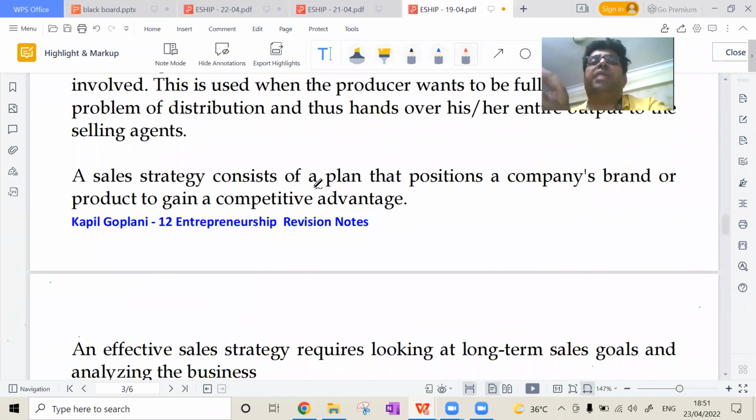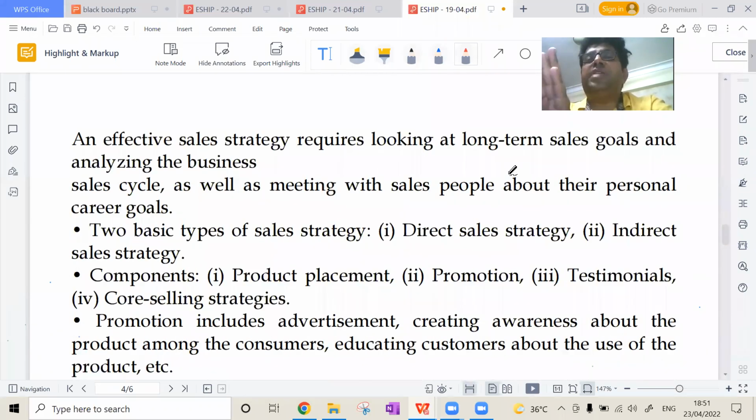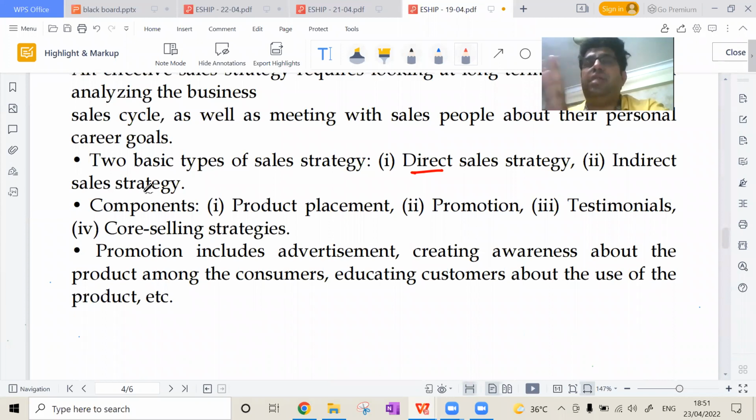After that, the last point in this: what is a sales strategy? A sales strategy comes after we have discussed 3P. Another chapter, promotion, will discuss some of the questions on that. An effective sales strategy requires looking at everything. What are the goals? Now, 2 basic strategies are the direct sales strategy as well as the indirect component of the sales strategy, with product placement, promotion, and testing strategy.